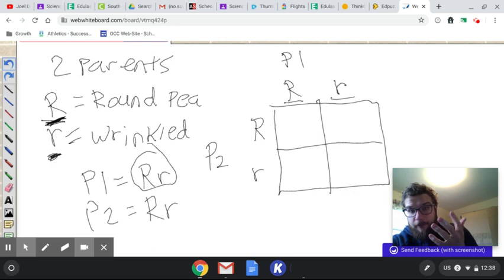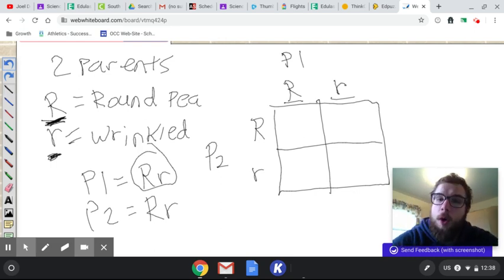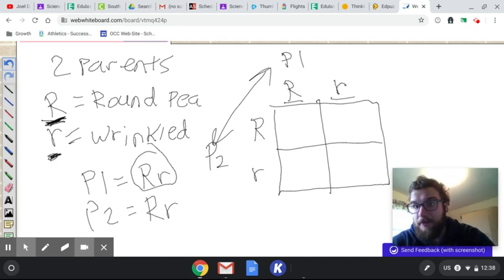Okay. So here's the fun part. We're saying that parent one is breeding with parent two. They're going to have some offspring. Okay. We don't know how many. This is important. A Punnett square is not telling you how many offspring you're going to have. It's telling you what are the possible outcomes for your offspring in terms of traits.